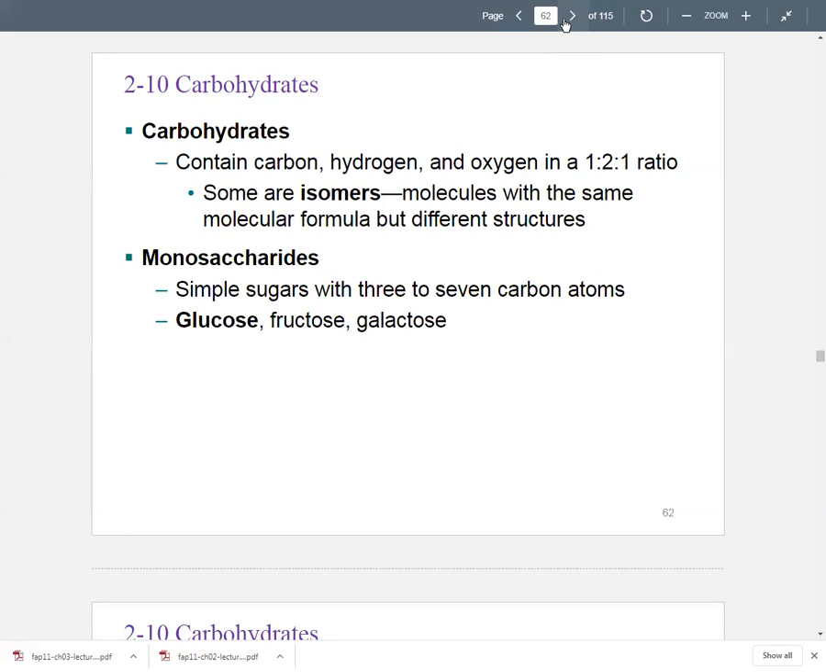All right, the building blocks, the monomers for carbohydrates are monosaccharides. Everybody say monosaccharide. All right, so those are your building blocks. They're simple sugars made up of 3 to 7 carbon atoms. Examples are galactose, fructose, and I'm sure everybody here has heard of glucose, okay? You may have heard of fructose, like high fructose corn syrup, things like that. That's what fructose is.